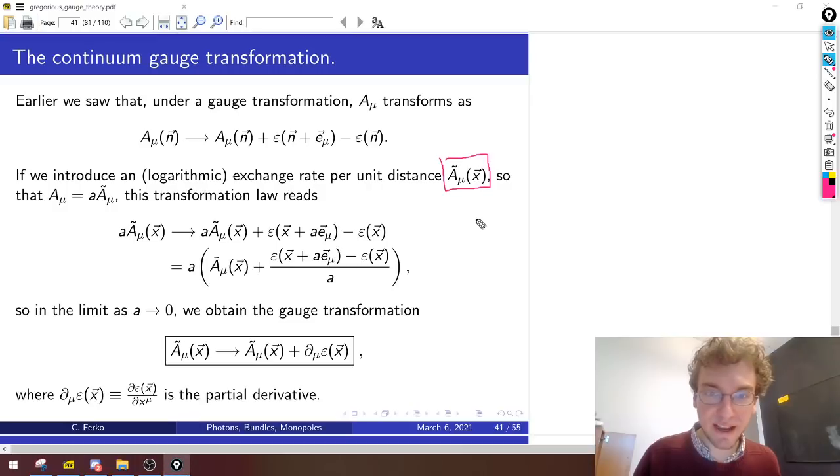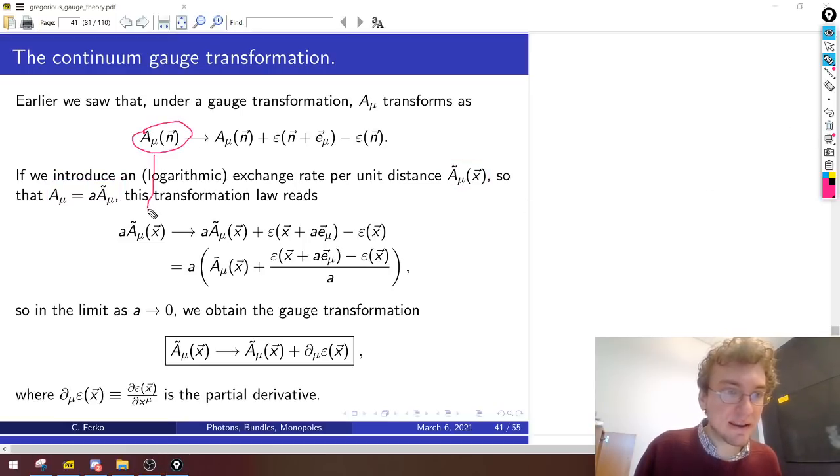So let's do that. A tilde is the exchange rate per unit distance. That simply means that a, the total exchange rate, or log exchange rate if you like, is the distance a times the exchange rate per unit distance. So this tells you the exchange across a lattice spacing, if you like. And now let's just rewrite this equation in terms of the a tildes. So everywhere I see an a, I put a lowercase a times a tilde. I just do that everywhere. And now I just play a little game where I factor out an a. I factor out a lowercase a, and what I'm left with is an a tilde plus something that looks suspiciously like a derivative.